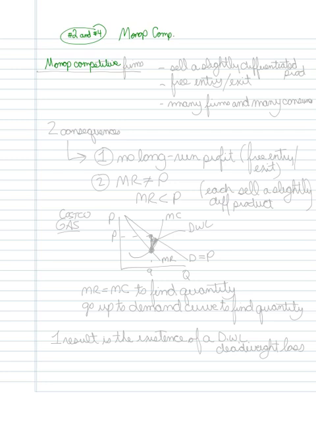Monopolistically competitive firms sell a slightly differentiated product, have free entry and exit, and when we think about the market structure as a whole, most of the time we see many firms and many consumers.